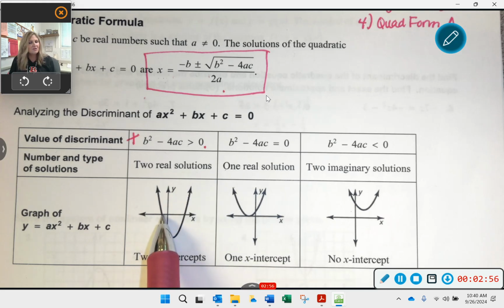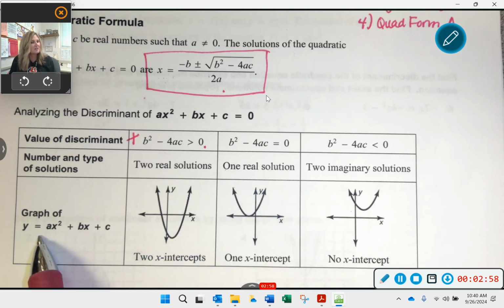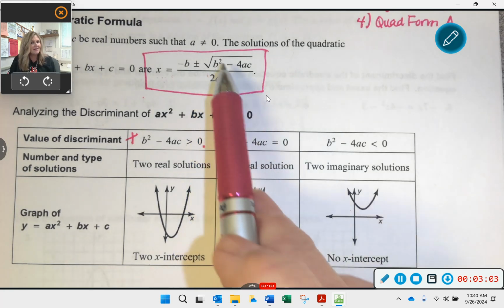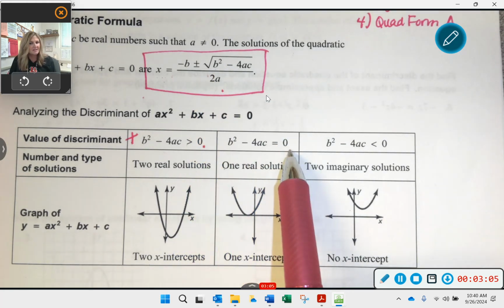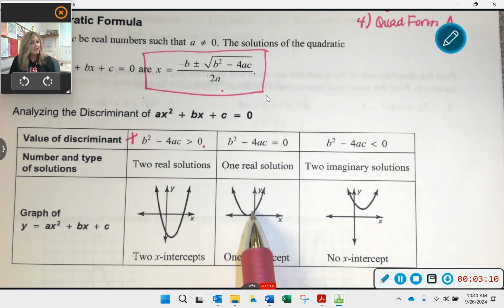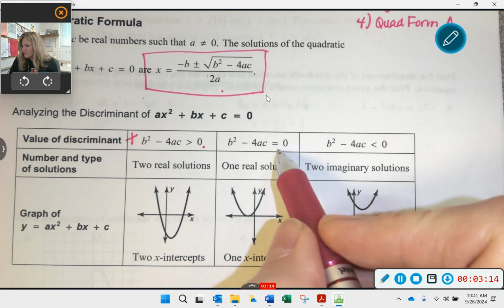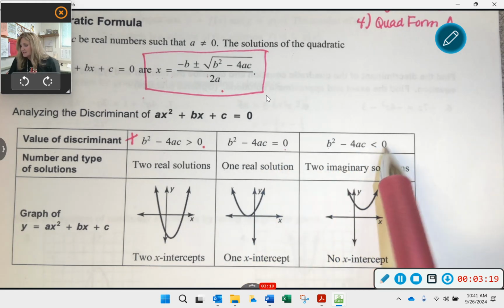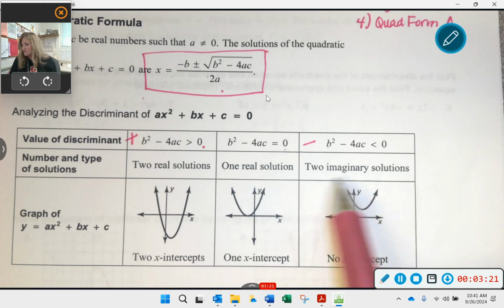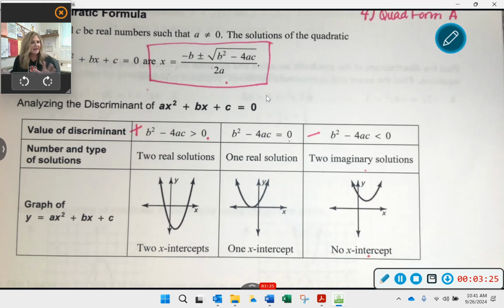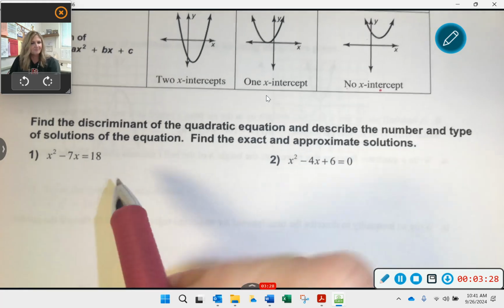Also means we would have two x-intercepts if we were to graph the function. If that discriminant, that b squared minus 4ac, is equal to 0, that means we're going to have one real solution and just one x-intercept. If we have a discriminant that's less than 0, meaning it's negative, we're going to have two imaginary solutions and no x-intercepts.